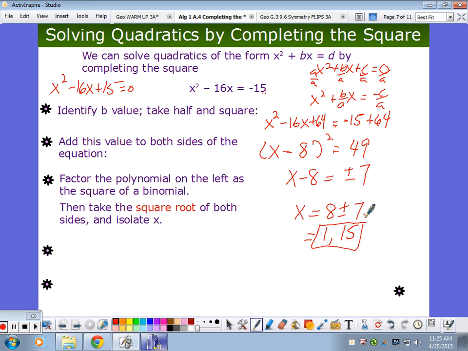Who followed? If you can follow that, you have another way of solving a quadratic equation. I did not have to factor. I did not have to use a quadratic formula.